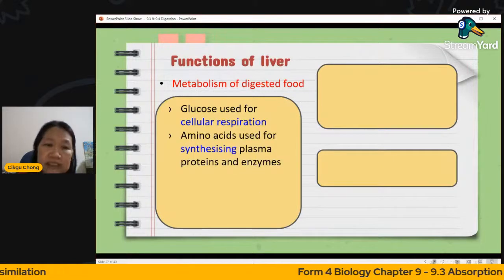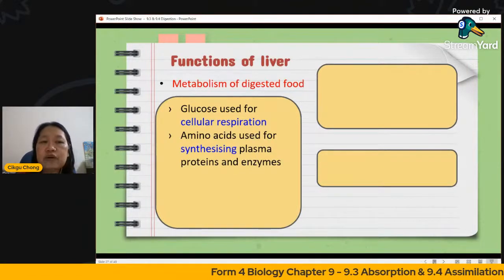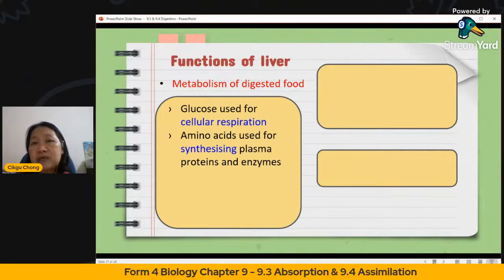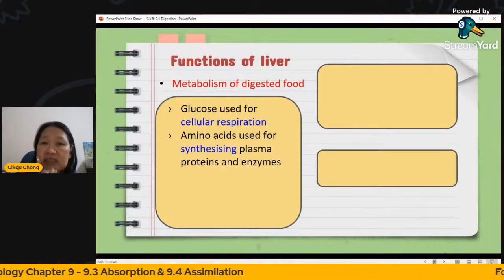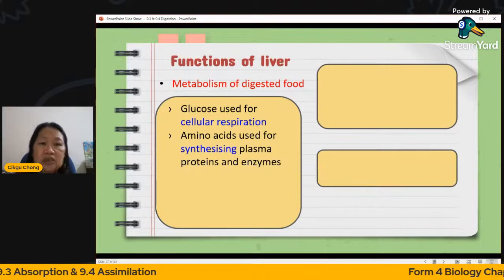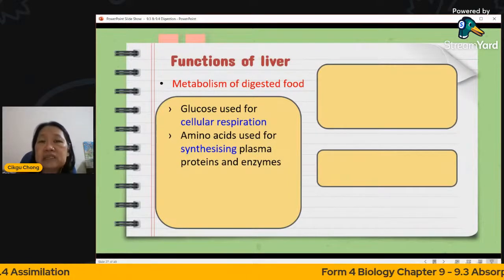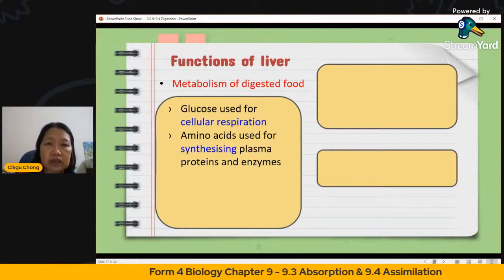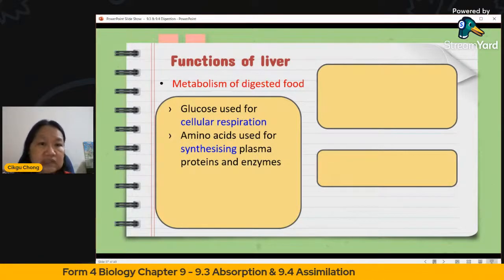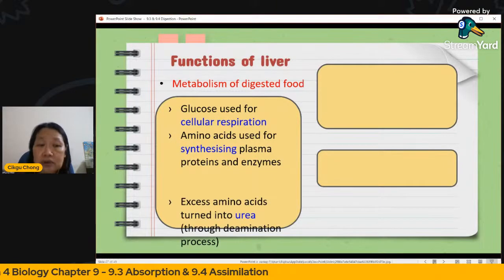Then amino acid basically is used for making new things: making plasma membrane, plasma protein, enzymes, antibodies, hormones. You need the amino acid to do all these things. So this will be channeled to certain areas, and you're going to make your substances here. All right, next one.